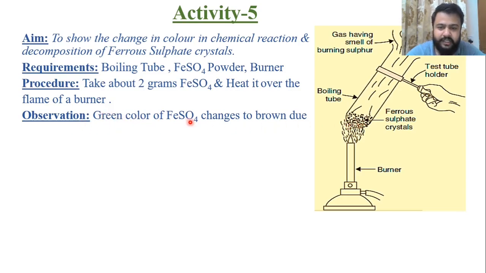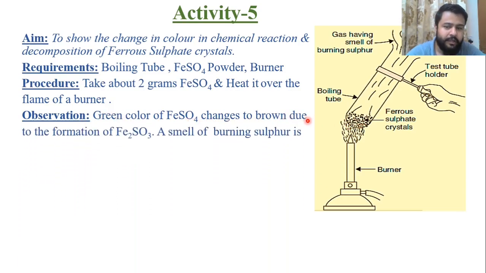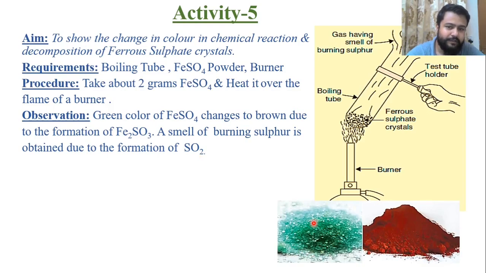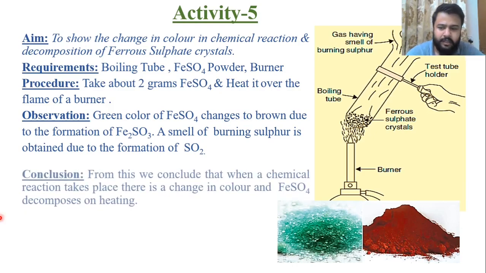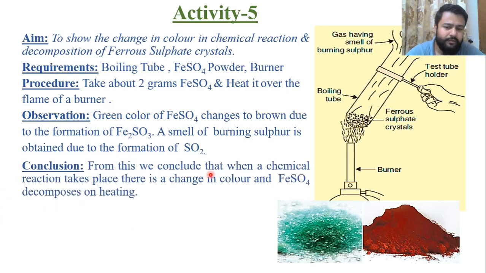Observation: the green color of FeSO4 changes to brown due to formation of Fe2O3, and a smell of burning sulfur is obtained due to the formation of SO2. This is green color FeSO4 and this is Fe2O3, the red brown color compound. In some books you will find red color, some say brick color or red brown color, all are almost similar. So we conclude that when a chemical reaction takes place, there is a change in color, that is green to red brown color, and FeSO4 decomposes on heating.